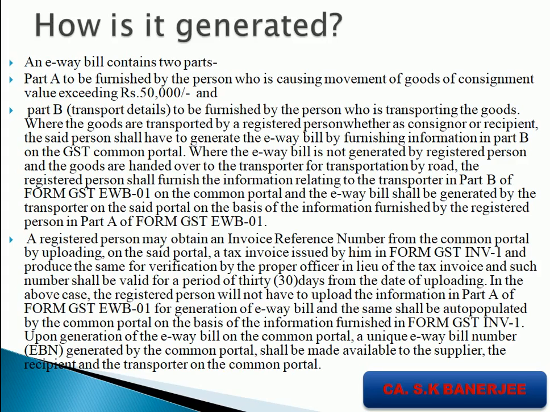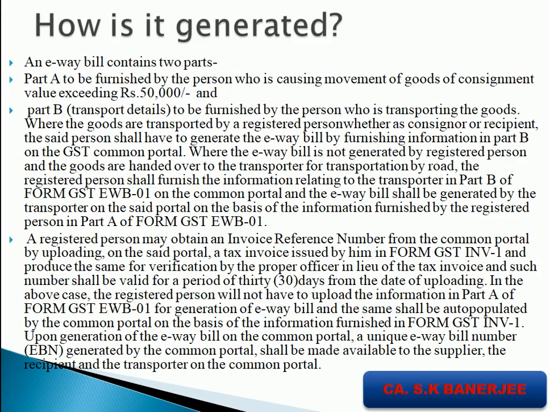A registered person may obtain an invoice reference number from the common portal by uploading on the said portal the tax invoice issued by him in form GST INV1, and produce the same for verification by the proper officer in lieu of the tax invoice, and such number should be valid for a period of 30 days. Form GST EWB01 will be for generation of the e-way bill and it will be auto-populated, so you do not have to generate this EWB01 yourself. It's auto-populated and it will be generated on the basis of the information which you have filed in form GST INV1.